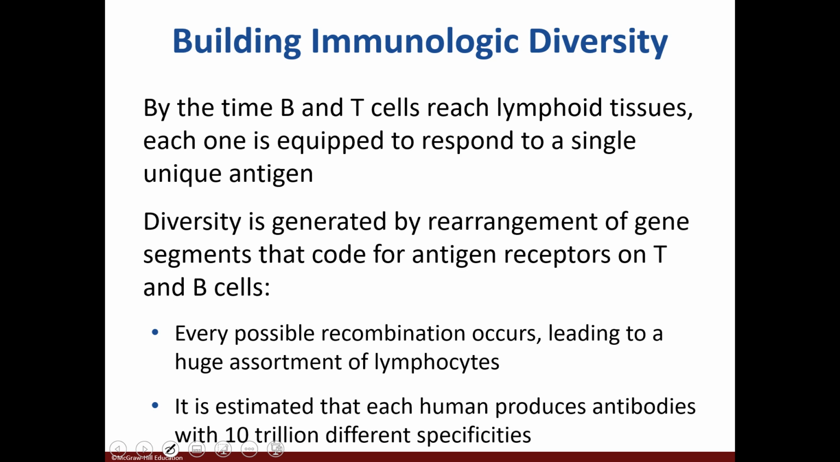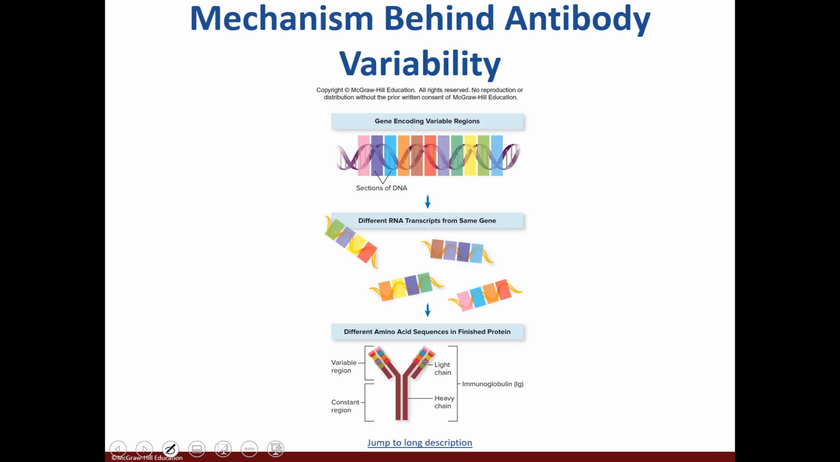As soon as the lymphocytes have migrated to the lymphoid organs, they already know what specific antigen they're going to respond to. Our genes code for these receptors that we find on the surface of the lymphocytes, and they code for millions of different types. As a result of alternative splicing, we have different RNA transcripts from the same gene. The protein that arises will have variable amino acid sequences and different shapes.